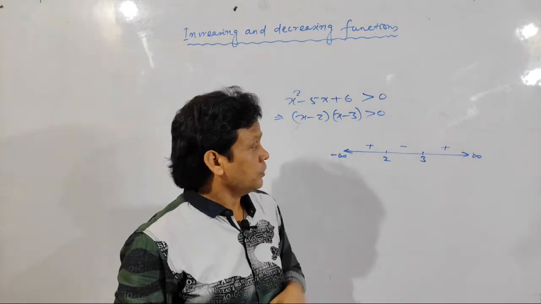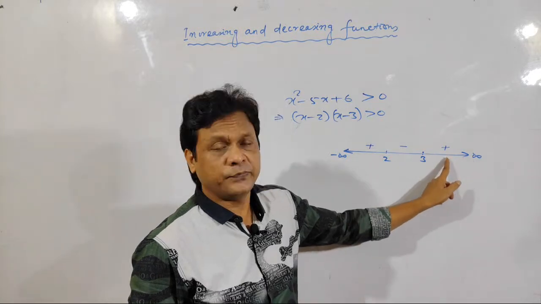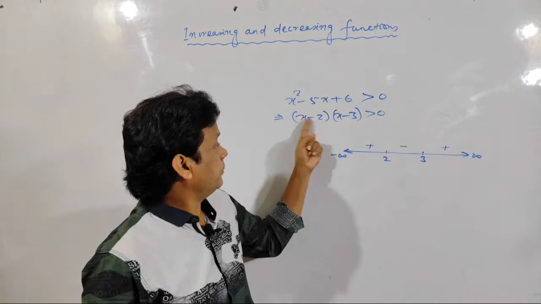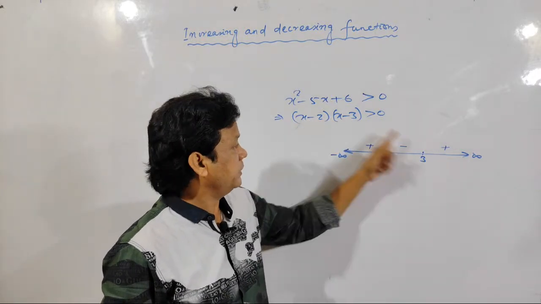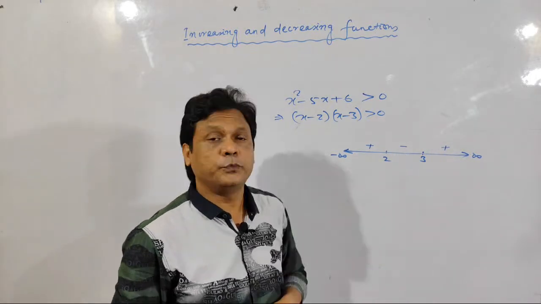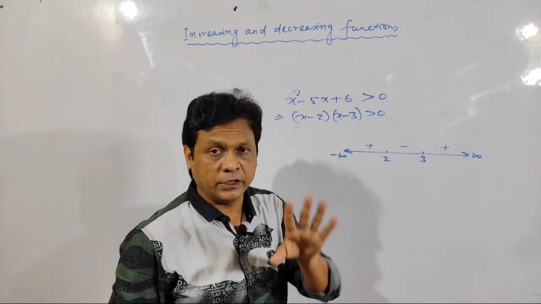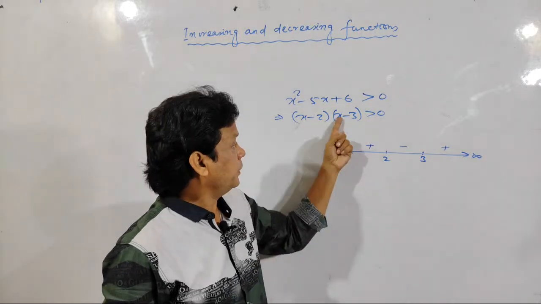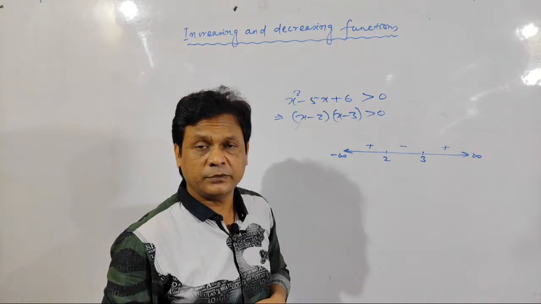Clear? So let us take an element from this interval. So let it be 5, in between 3 and infinity. So 5 minus 2, it is positive. 5 minus 3, it is also positive. So positive into positive, it is positive. Clear? Then between 2 and 3, 2.5. Let us take an element in between 2 and 3. That means a real number. So 2.5 minus 2, it is positive. 2.5 minus 3, it is negative. So positive into negative, it is negative. So I have written negative.